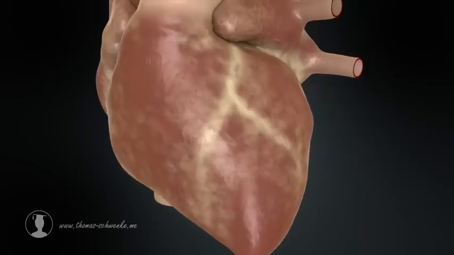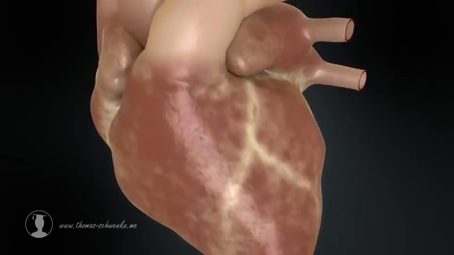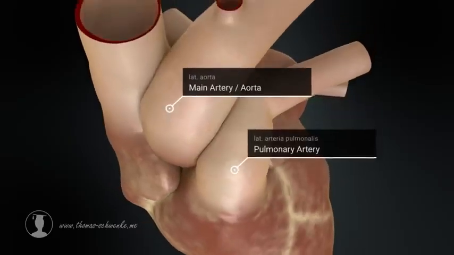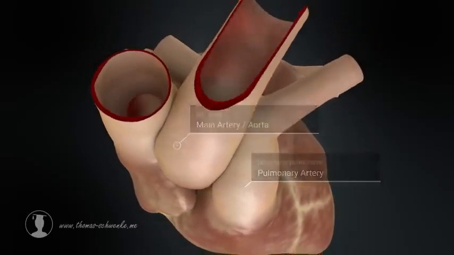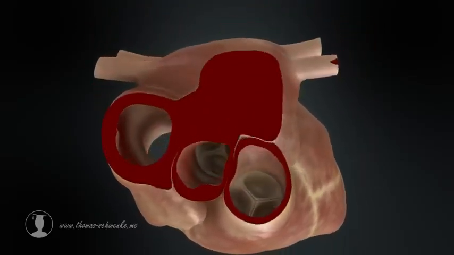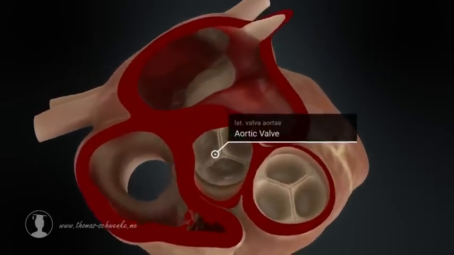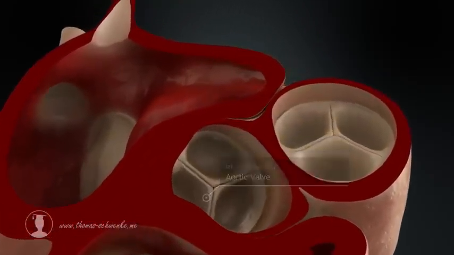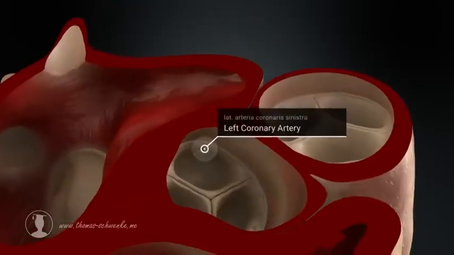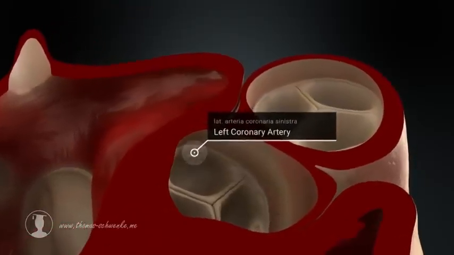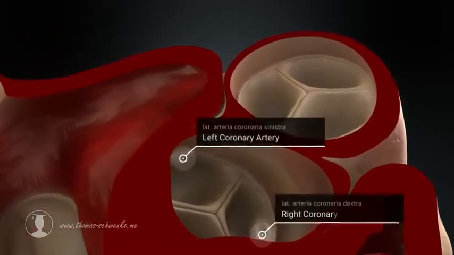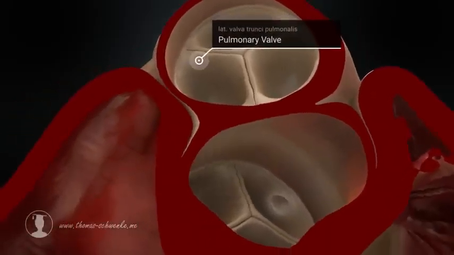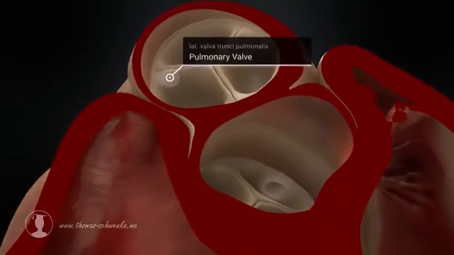Let's first take a look at the internal structure of the human heart. The coronary arteries just shown originate from the main artery, also known as the aorta. The openings of the arteries are located above or at the aortic valve, which consists of 3 semilunar cusps. The aortic valve is located at the end of the aorta. The pulmonary valve is located at the end of the pulmonary artery. Rarely, the valves have 2 or 4 cusps.